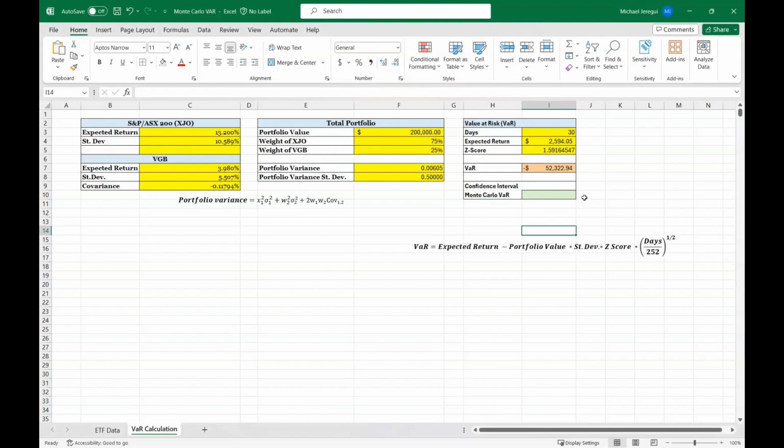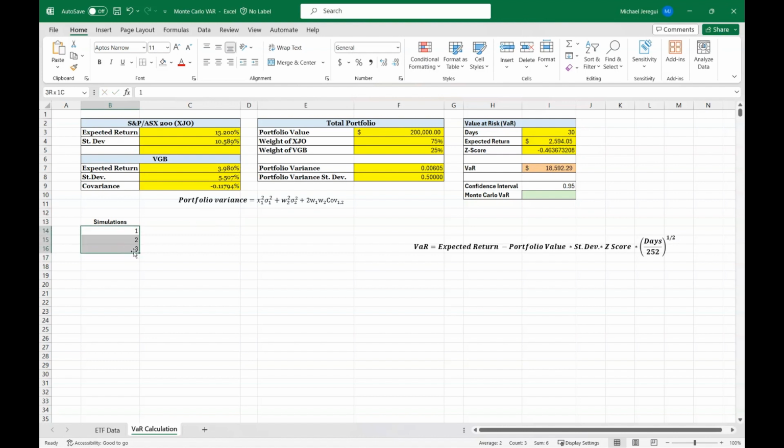Now we need to do the actual simulation for the Monte Carlo simulation. We know that the confidence interval is 0.95 as it was stated in the question. And now we need to do the simulations. To do the simulations, we'll create a new column here and start doing the simulations.